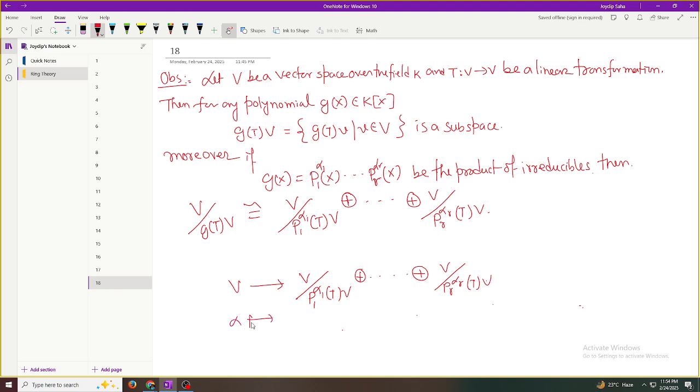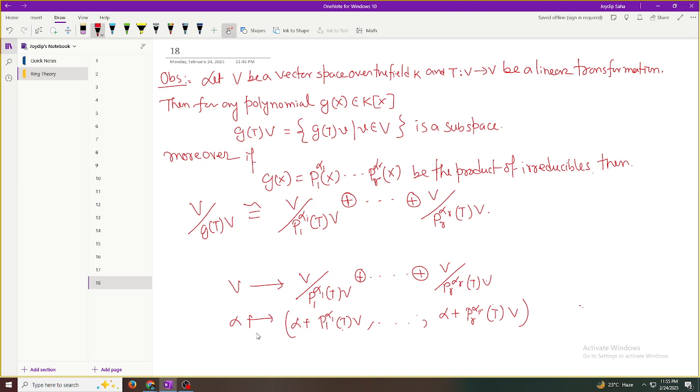Alpha goes to alpha plus... this should be the map. Now compute your kernel, and in the same way you should write it.